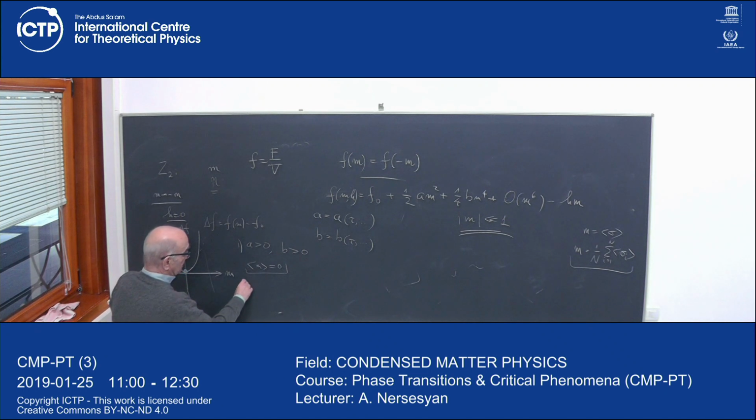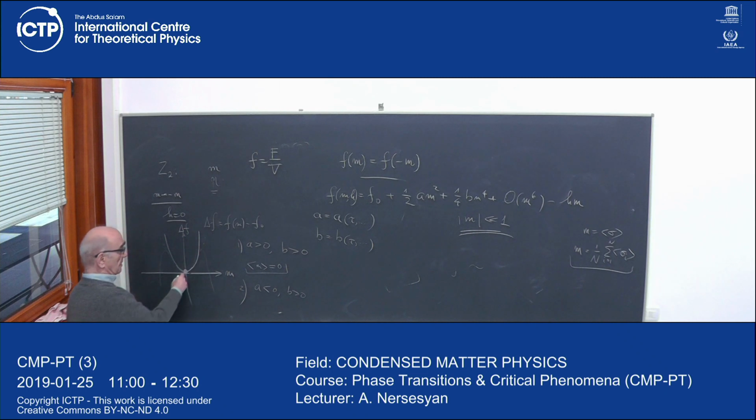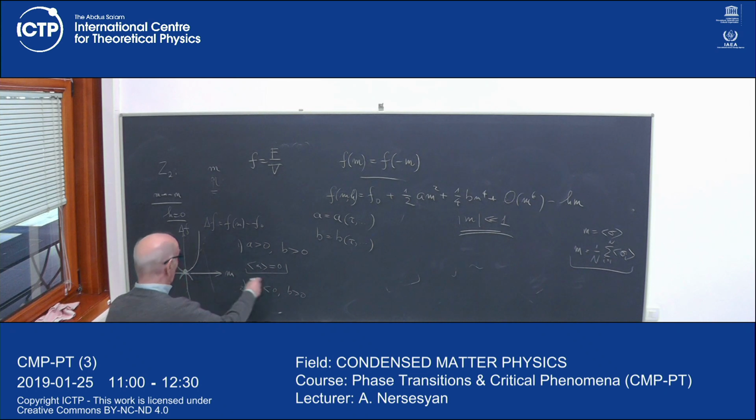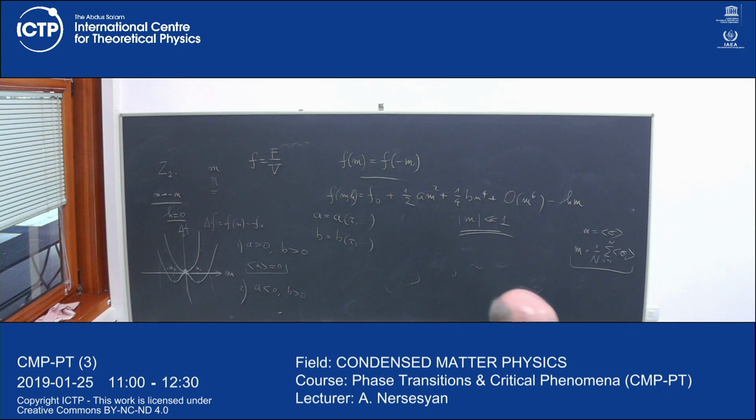Now, second case. When A is negative, but B keeps being positive. Then instead of this maximum at small m, you have something like this, because A is negative now. But you keep B positive. So at some point, B will take over and push the curve symmetrically upwards. You will end up with this kind of potential, which on top of the maximum at m equal to 0 has two extra minima at plus minus m1. And you could calculate the location of these points.